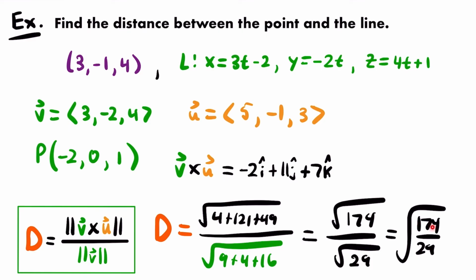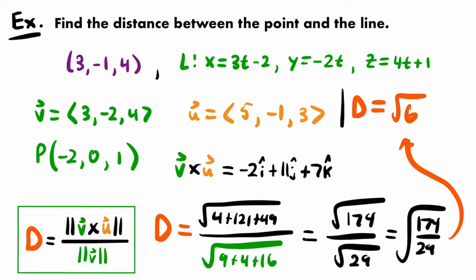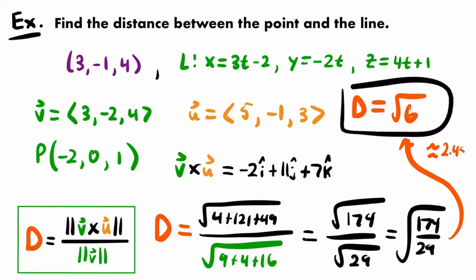And then 174 is actually divisible by 29. It's equal to 6. And so our final answer here is that the distance is equal to the square root of 6. That is the distance between this point and this line. And if you want the approximate value, the square root of 6 is approximately equal to 2.45 and some more decimals. Okay? And so that's it for this example.